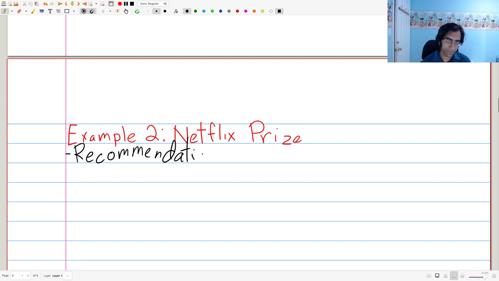The Netflix Prize was a challenge between 2006 and 2009, and the goal was to harness the skills and talents of researchers in machine learning and statistics to produce better recommendations for their service. They essentially said, okay, we're going to give you some data, and based on this data, you have to create a model which will allow us to improve our recommendation engine.